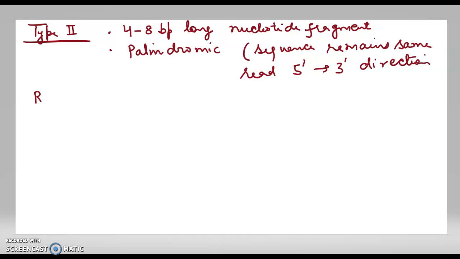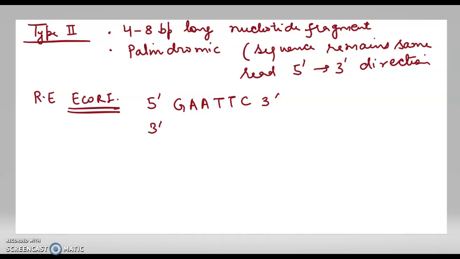For example, there is a restriction enzyme EcoR1. This EcoR1 restriction enzyme recognizes a specific sequence, that is GAATTC 5' to 3'. Its complementary sequence is CTTAAG, 5' to 3'. So again from the 5' end it is GAATTC. Here also from the 5' end it is GAATTC. Such sequences are known as palindromic sequences.